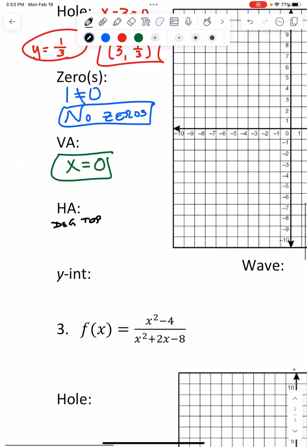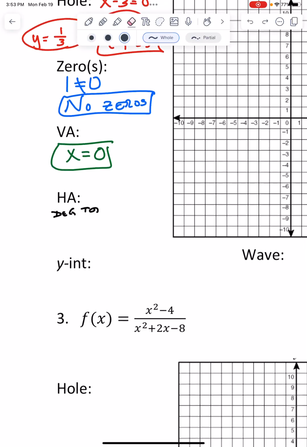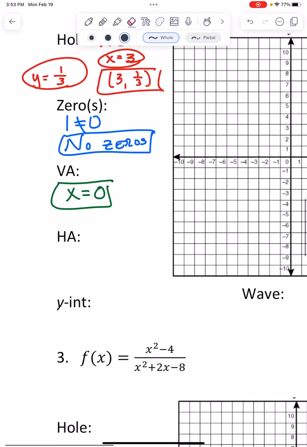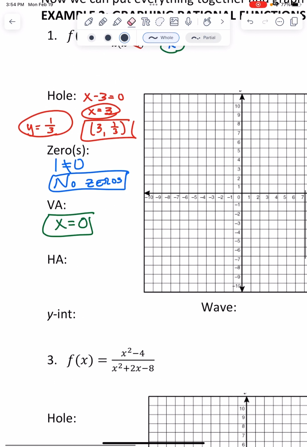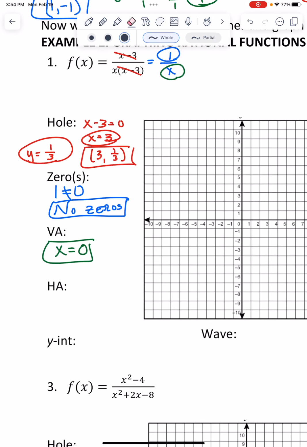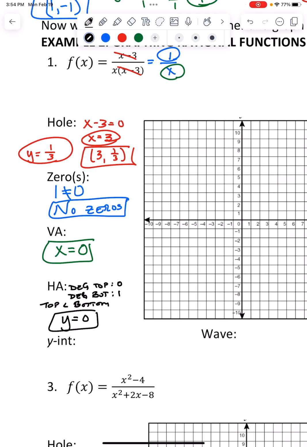Let me zoom in here a bit. So the degree of the top is just a 1. There's no x up there, so since there is no x, the degree of the top is just 0. And then the degree of the bottom is x to the first. So the top is smaller than the bottom. When that happens, it's automatically at y equals 0.